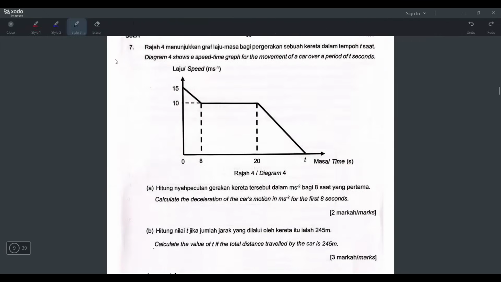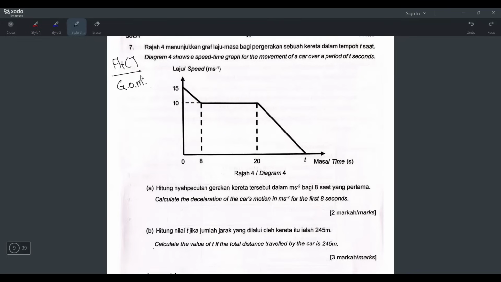Okay, number 7. What chapter? Form 4, chapter 7. This is called Graph of Motion, GOM. In this chapter, you learn about the DTG, distance time graph, and the STG, speed time graph. And you should know which graph can use gradient to find what. And then both graphs can use the area under graph to find what. Itu semua kena tahu lah.